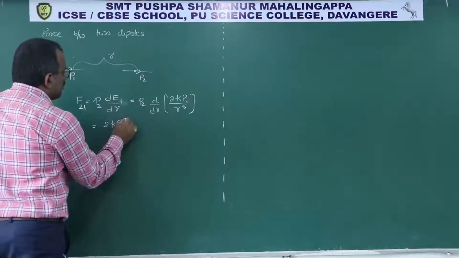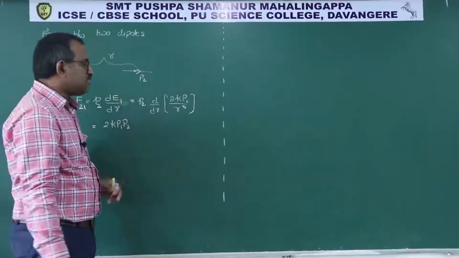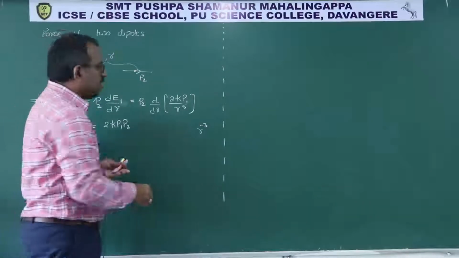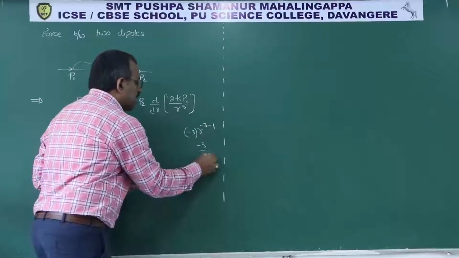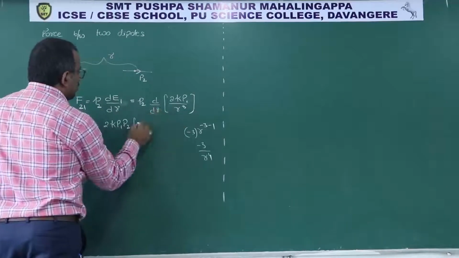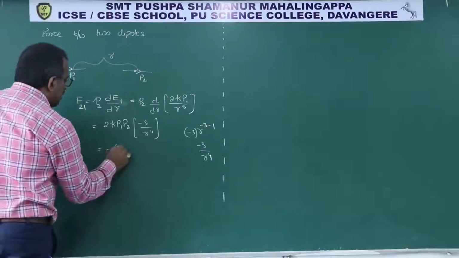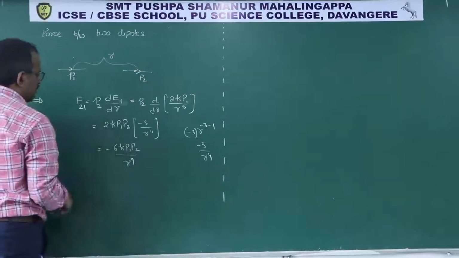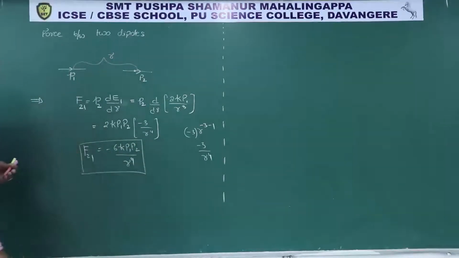2k, P1, P2 are constants. 1 by r cube. Differentiation of 1 by r cube comes up minus 3, by the x power n formula, n into x power n minus 1. So minus 3 by r power 4. That's what you know. So here minus 3 by r power 4 will come, then answer will be minus 6kp1p2 by r power 4. So this is F21, and of course F12 will be plus.